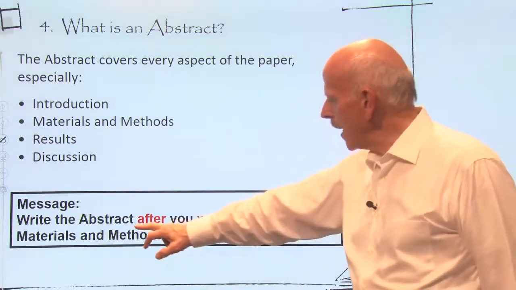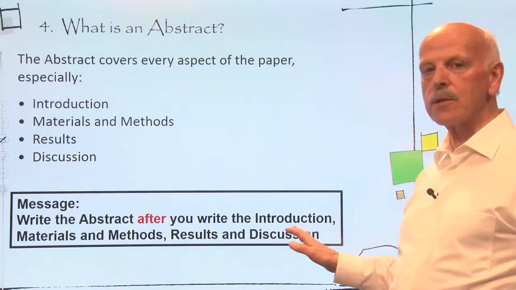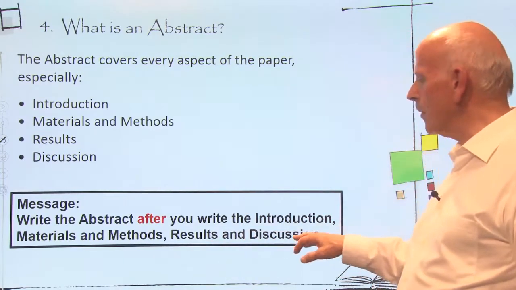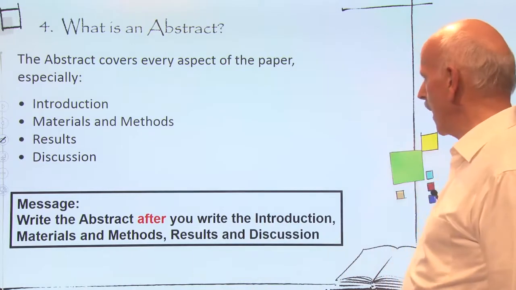So you write the abstract after you've done all those other things. It's one of the last things you do with a paper. You write the introduction, materials, methods, results, and discussion first, and then work back to the abstract. Write the abstract last.